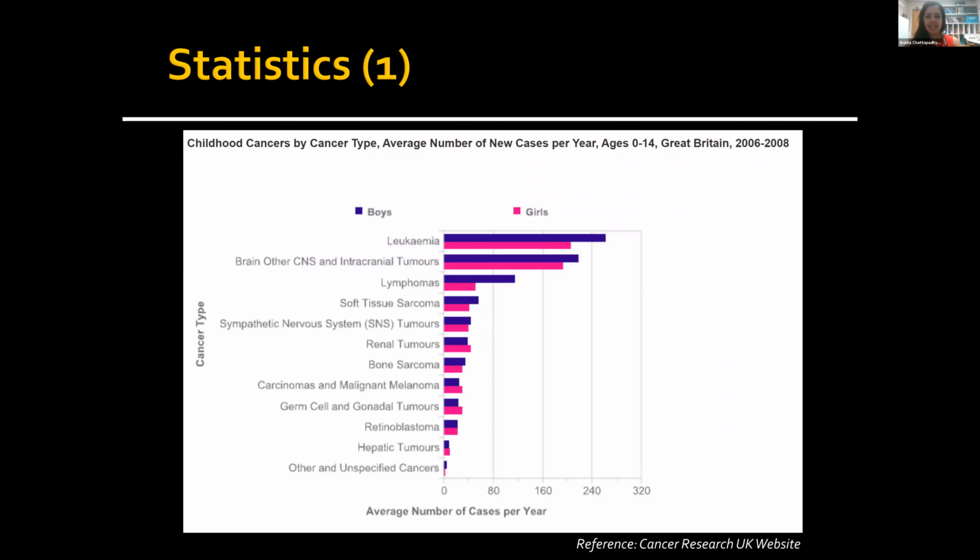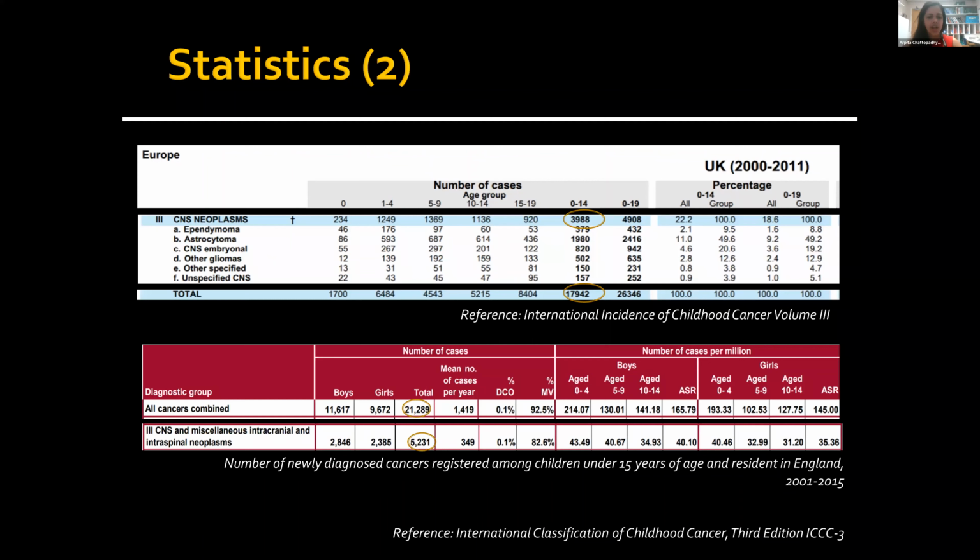So whilst this is slightly historic data, it's about 15 years old now, from 2006 to 2008, we're seeing an average of 400 cases a year. And we see that replicated on other bits of evidence from the literature as well. So again, a large proportion of paediatric tumours, and it makes up about 350 to 400 cases on average a year.